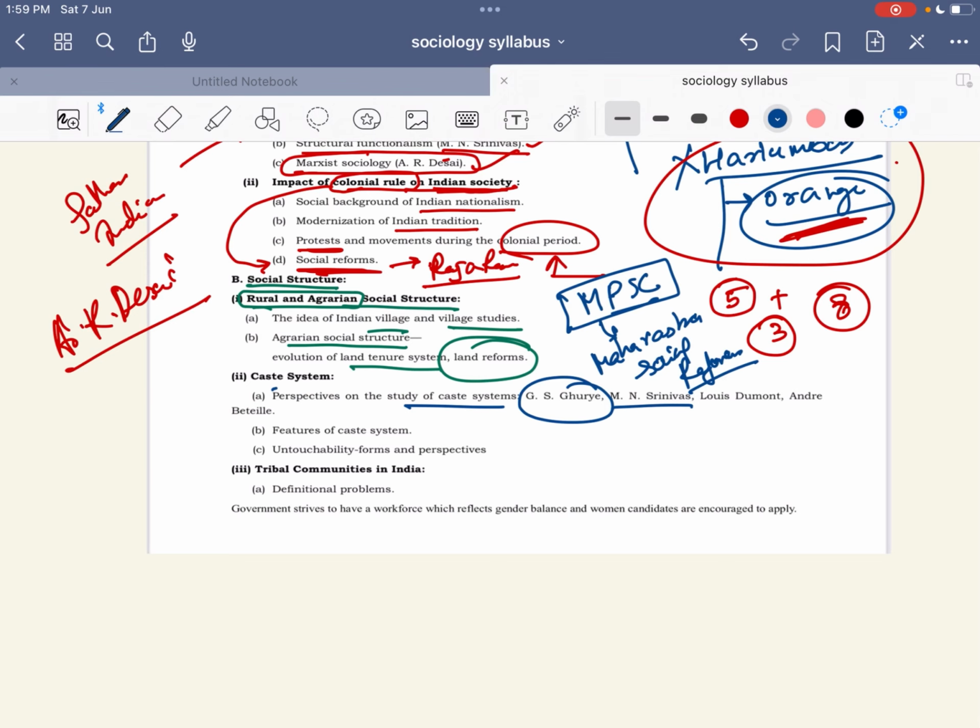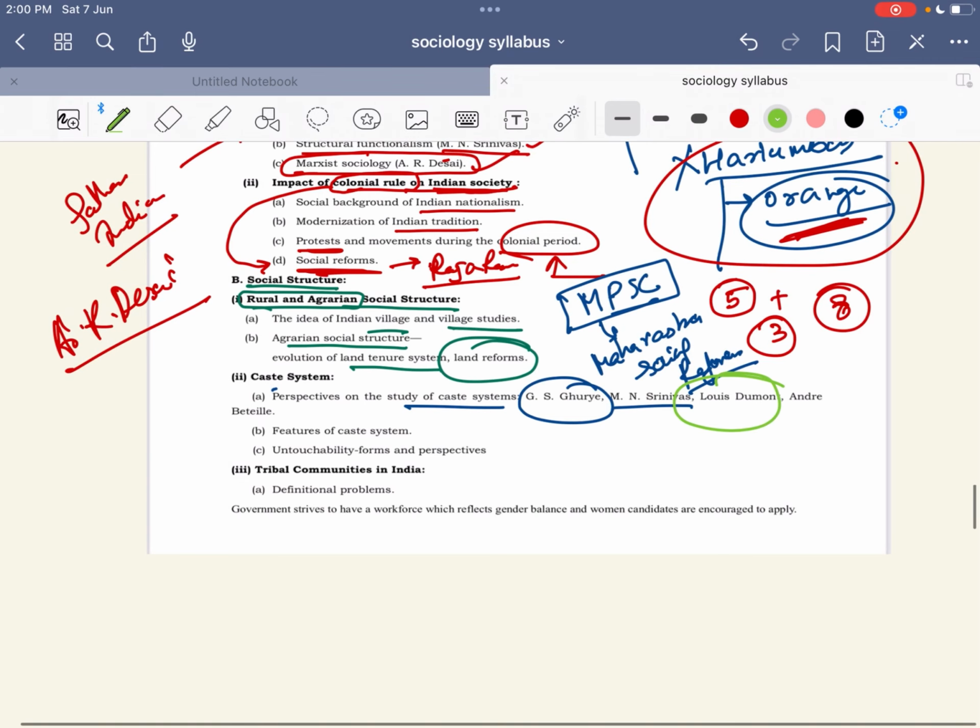And then there is one western scholar whose name is mentioned here, Louis Dumont. Okay, see, he has done study on the Indian caste system. So इसका इम्पोर्टेंस बढ़ जाता है कि कोई वेस्टर्न आदमी वो इंडियन कास्ट सिस्टम के बारे में पढ़ रहा है, तो इसका नाम स्पेशली मेंशन्ड है सिलेबस में, तो इसका अच्छी तरह से स्टडी करना चाहिए.